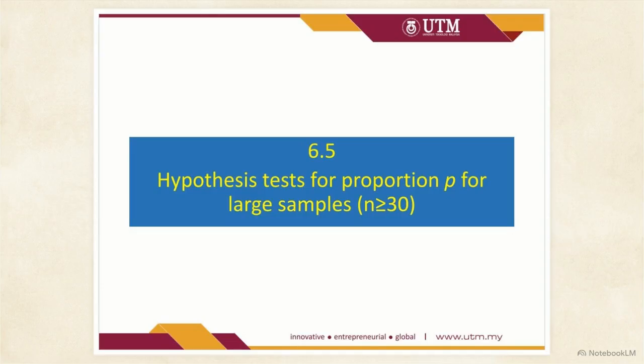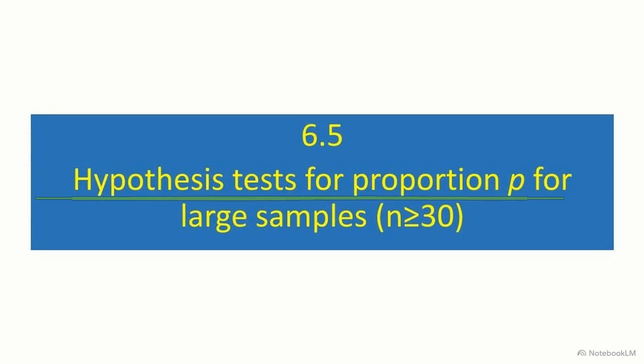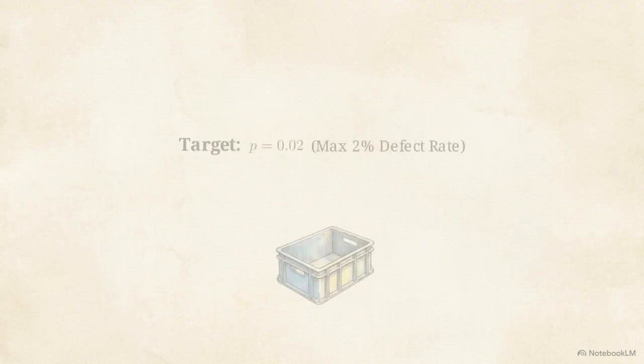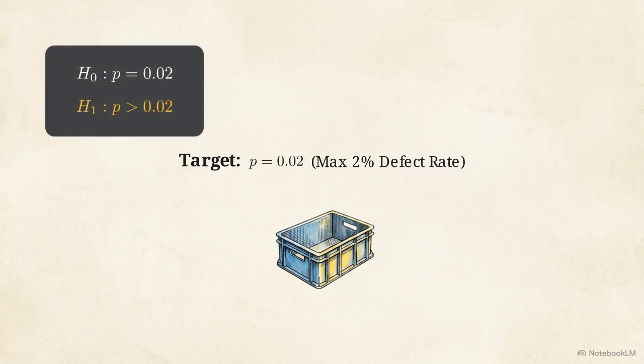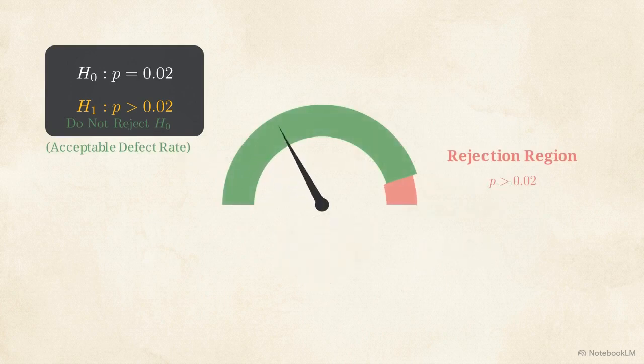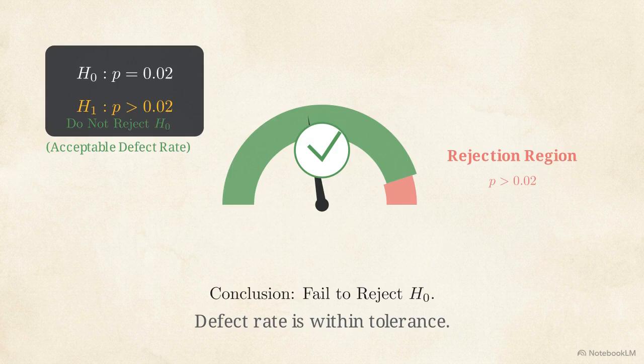We are no longer measuring physical weight, we are measuring pass-fail categorical data. As this slide shows, we use hypothesis tests for proportion. Bolt claims the defect rate is under 2%. The null hypothesis is 0.02. The alternative is greater than 0.02. The sample tally crosses 30, providing a valid dataset. The test statistic dial lands safely in the green zone. We do not reject the null hypothesis.